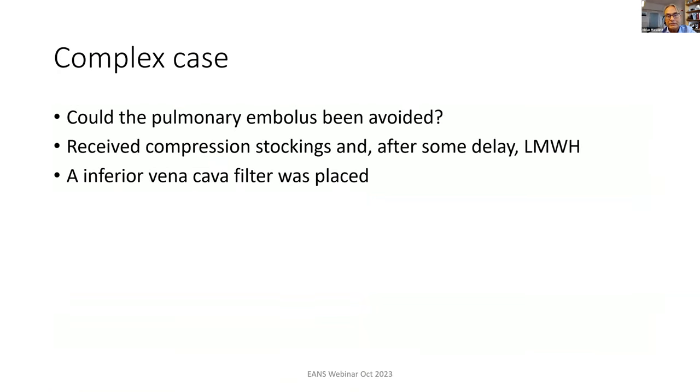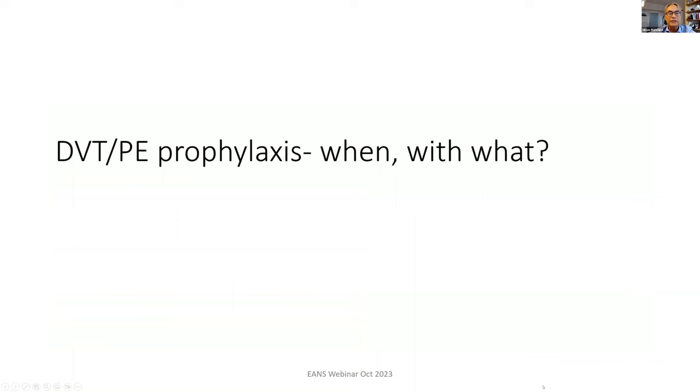Could we have prevented this pulmonary embolus? Well, what did we do? She received compression stockings after some delay, and on day 5, low molecular weight heparins. And when we had this problem, we placed an inferior vena cava filter. So, the importance of DVT and pulmonary embolus prophylaxis: when should we do it and with what?